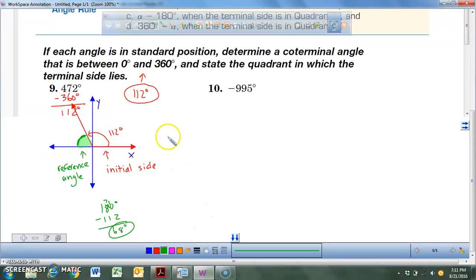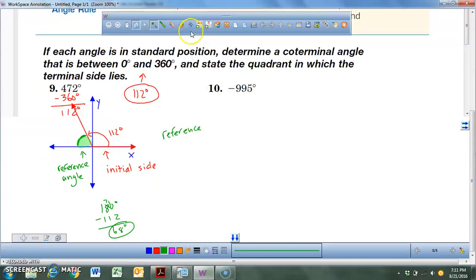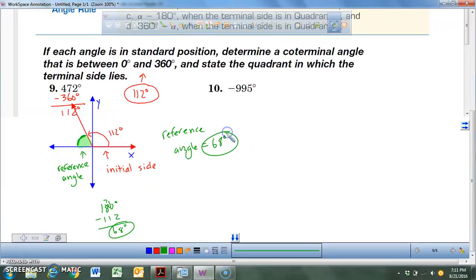If it asked you for the reference angle in this particular case, you would say my reference angle would equal 68 degrees.